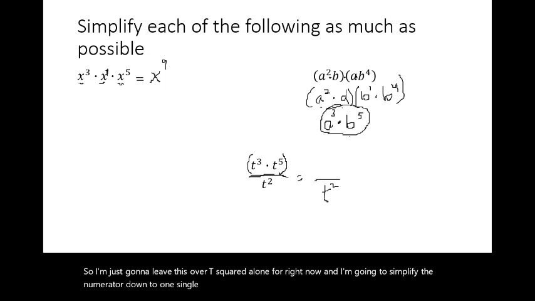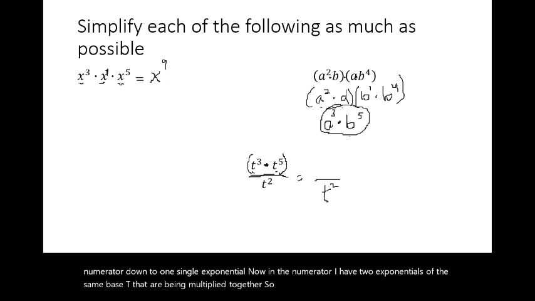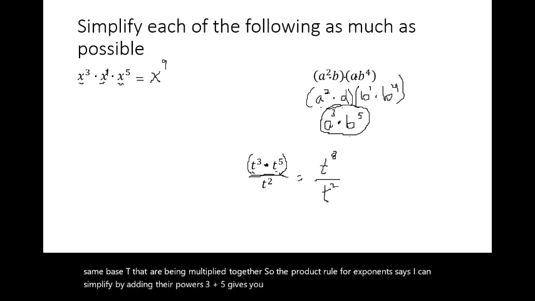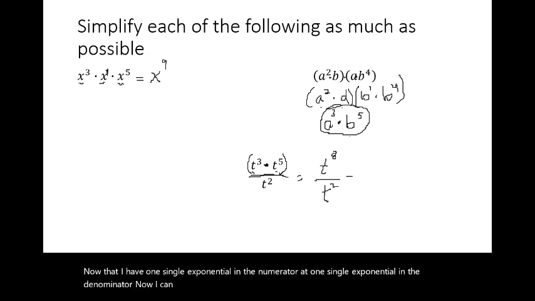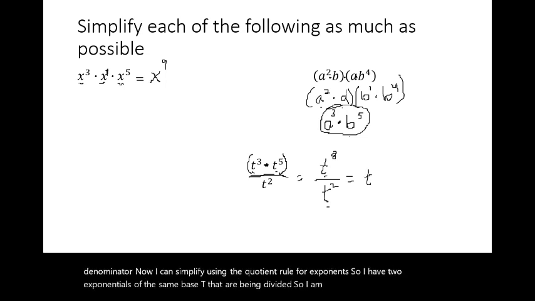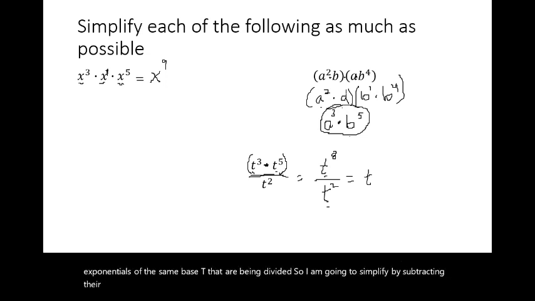Now in the numerator, I have two exponentials of the same base t that are being multiplied together. So the product rule for exponents says I can simplify by adding their powers. 3 plus 5 gives you t to the 8th. Now that I have one single exponential in the numerator and one single exponential in the denominator, I can simplify using the quotient rule for exponents. So I have two exponentials of the same base t that are being divided. So I am going to simplify by subtracting their exponents in the order of the top exponent minus the bottom exponent, which will give you t to the 6th.